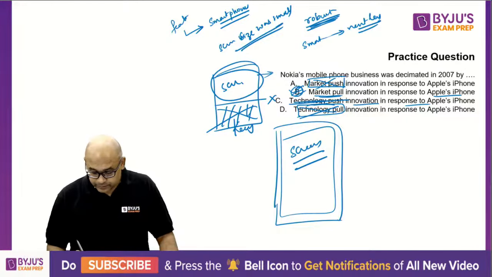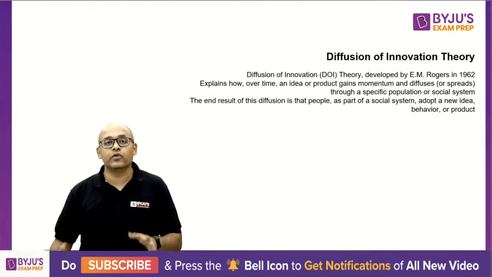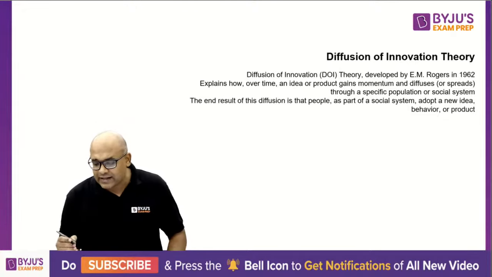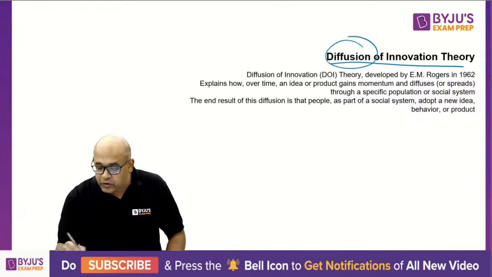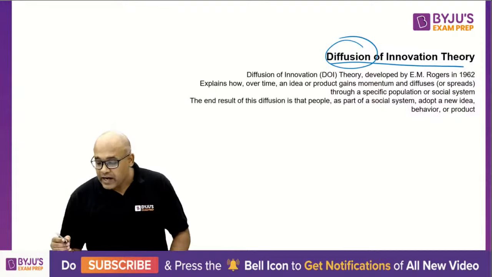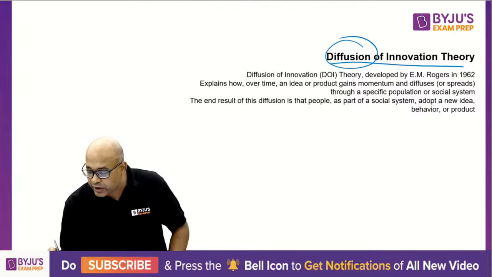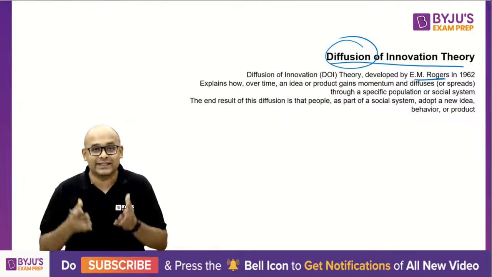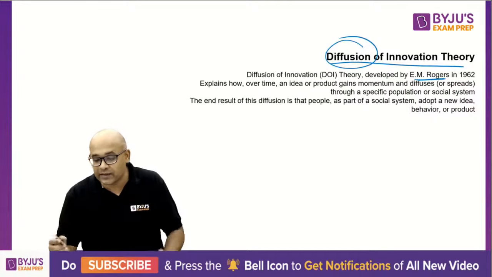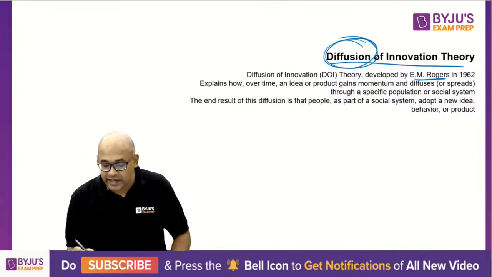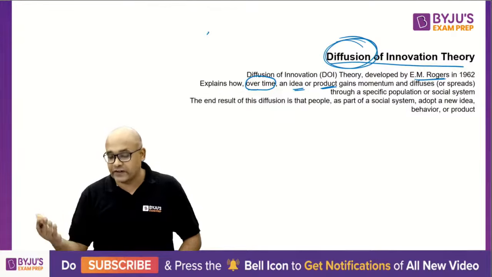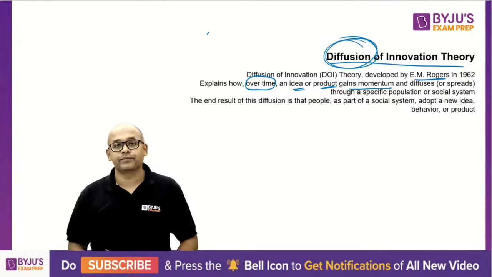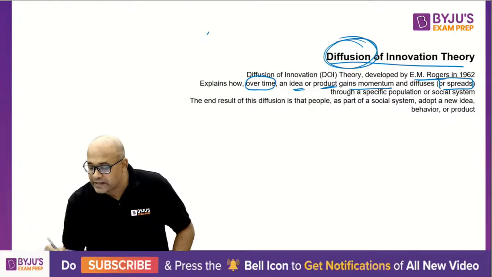Let's move on. Okay, guys, the next thing we're going to talk about is, we spoke a lot about innovation and technology, so let's understand how diffusion of innovation happens. Diffusion in innovation terms is defined by Mr. E.M. Rogers. Don't ask me who he is. He's the one person who defined something called diffusion. According to him, diffusion explains how over time an idea, product or a new kind of service gains momentum and spreads. Basically, diffusion is spreading.